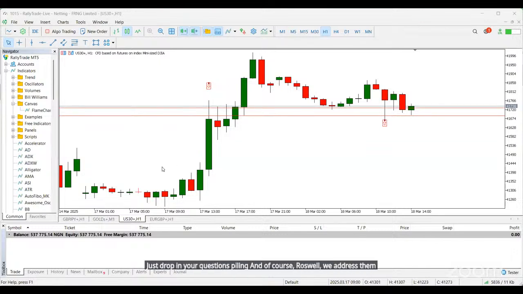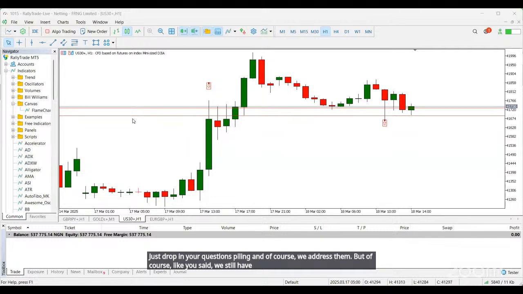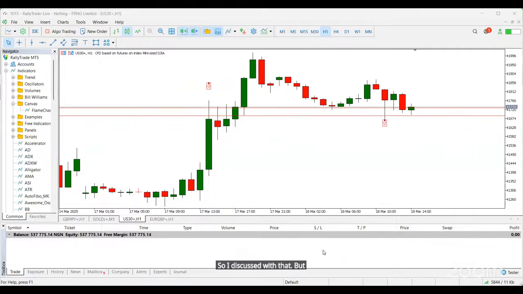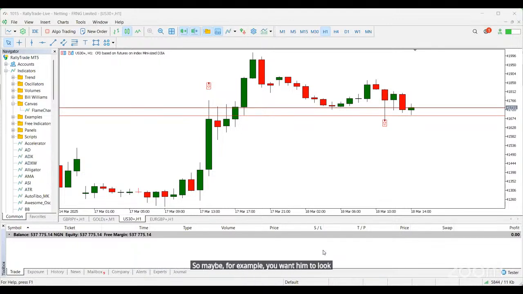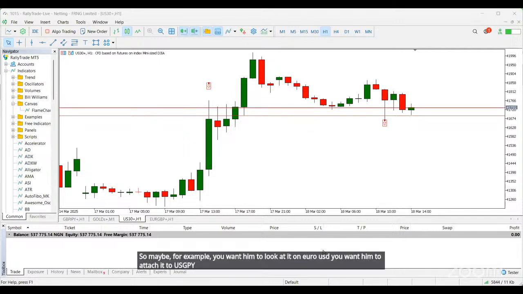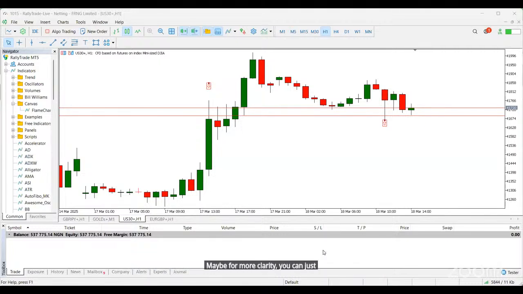But of course, like you said, we still have, I think, about 10 minutes or so left, so that we can discuss all that. But if you want Razvan to use this same indicator in your presence right now on any instrument on the chart, maybe you want to check something different from what he has looked at, you can just drop it. So maybe, for example, you want him to look at it on Euro USD, or attach it to USDJPY so that you can see the way it works on USDJPY. Maybe for more clarity, you can just drop it, he will look at it. Of course, we can round up. Questions are also welcome.